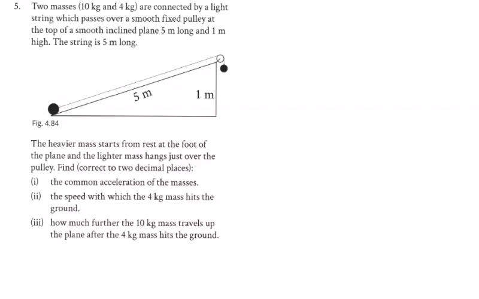Question 5 of the revision exercises. Two masses, 10 and 4, are connected by a string which passes over a smooth pulley. Again, you know what you're dealing with. And the string is 5 meters long.